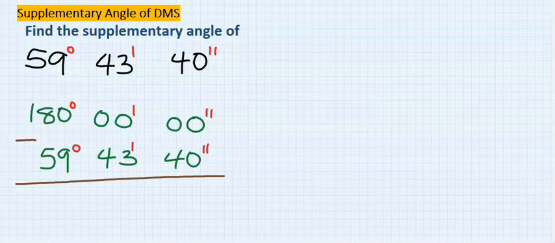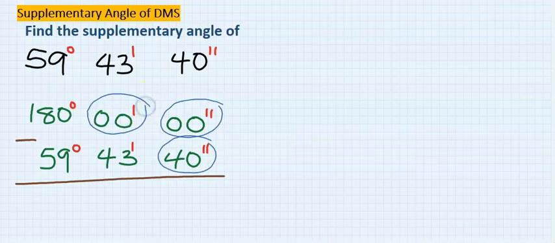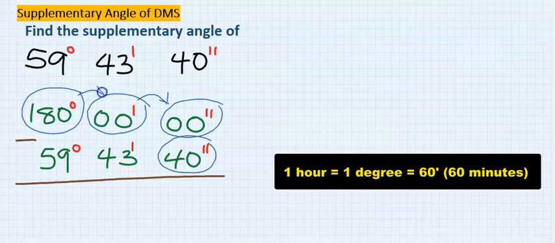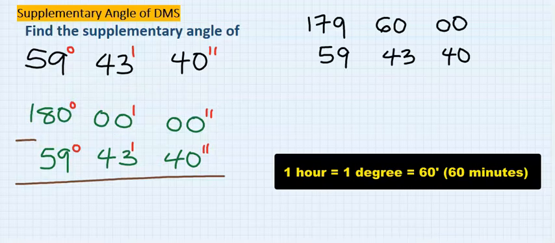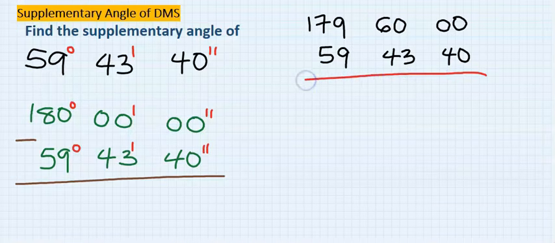Starting with the seconds, we have a problem here. This cannot subtract this. Hence, we go to the minutes to see if we can borrow 1 minute. But we still have another problem. Hence, we'll now go to 180 and borrow 1 hour, which is 60 minutes. Hence, this will become 179 degrees. This becomes our new equation.